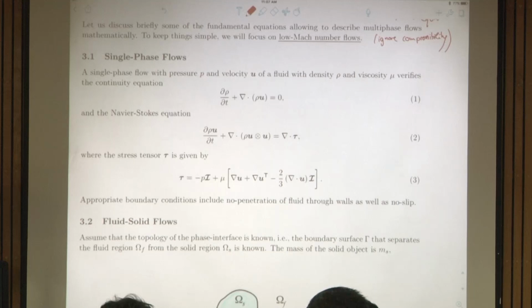So starting from the single phase equations, we don't have too much to say here. I'll be calling the velocity u. The bold notation will indicate a vector. The pressure p, density rho, and the dynamic viscosity will be mu. And this gives the continuity equation, d rho dt plus divergence of rho u is equal to 0. So that's the vector notation I'll be using, okay?